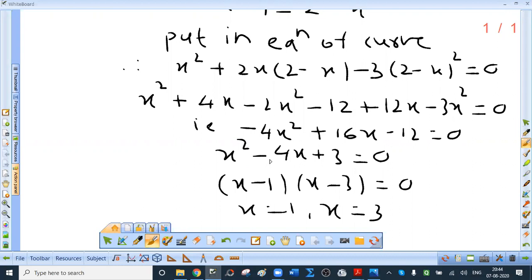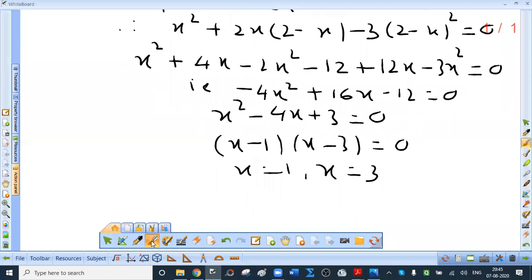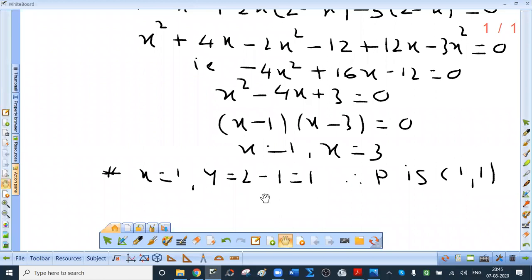Finally, if you divide by minus 4, you get quadratic equation as what? x square minus 4x plus 3 equal to 0. So x equal to 1, x equal to 3. Now when x is 1, what is y? 2 minus 1, that is 1. Therefore, point is 1, 1. Yes, normal is drawn at that point only.